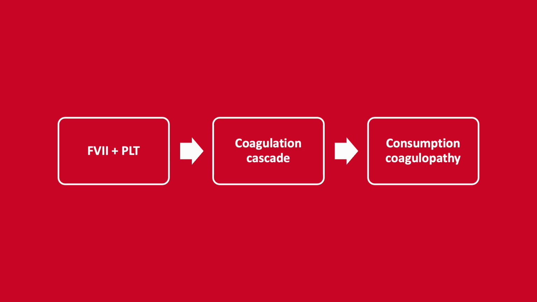In addition to this, you get activation of factor 7 and platelets leading to the activation of the coagulation cascade leading to DIC. DIC is a consumption coagulopathy, so you get consumption of all the clotting factors and therefore thrombosis, and once they're used up, bleeding.